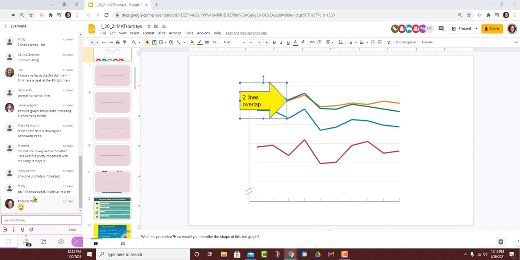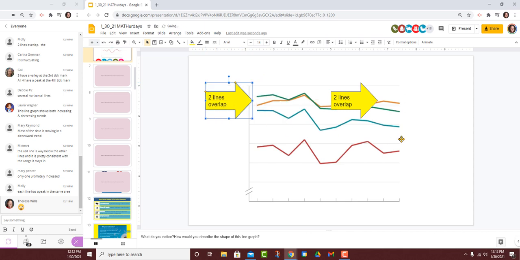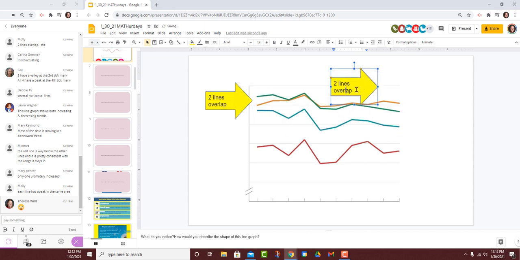And also, Mary, you mentioned that only one ultimately increased. Can you tell us which one you're talking about? Yeah, I'm talking about the gold. I believe it's the gold line. It's kind of hard to tell because your arrow is in front of the increase. Okay. But yeah, there's a beginning and there's an end to the line, and the gold is the only line that is above where it started. Cool.